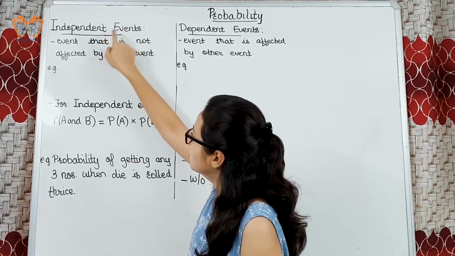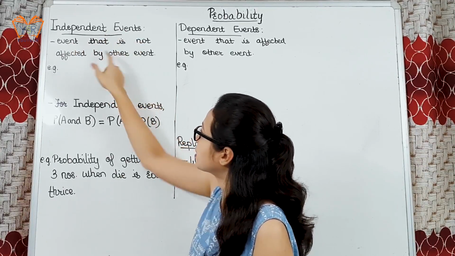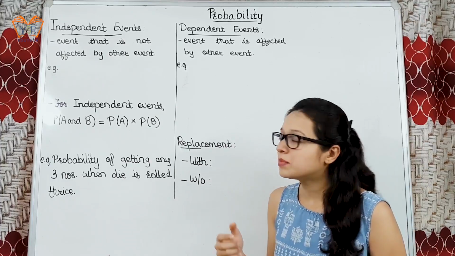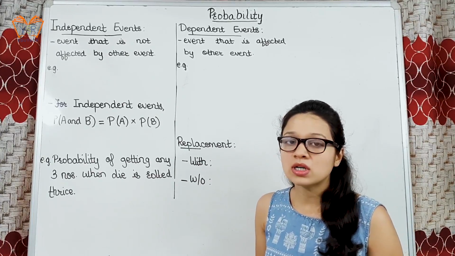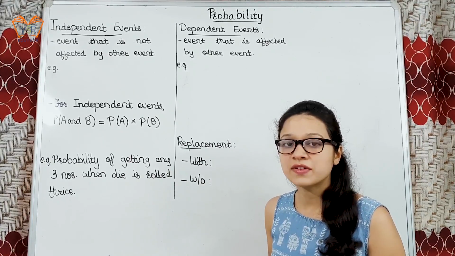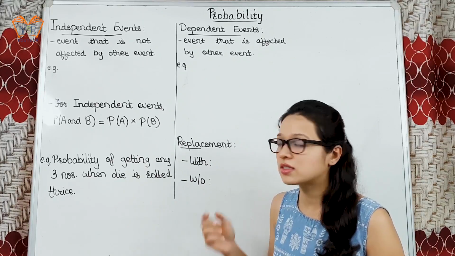Definition of independent event is an event that is not affected by any other event. This simply means that the outcome or occurrence of any event does not affect the probability of occurrence of the other event.